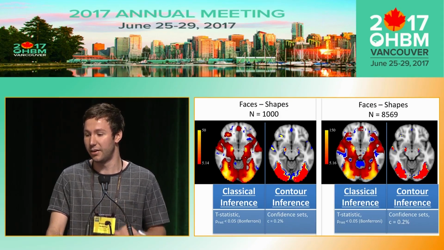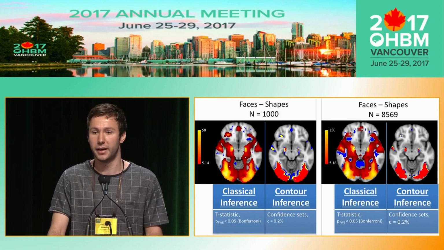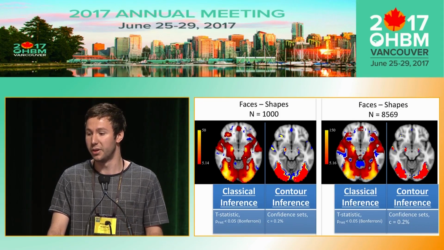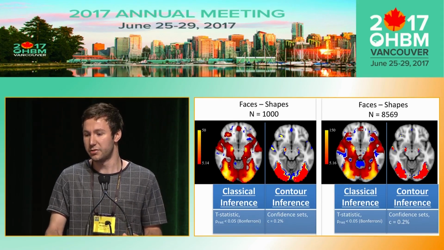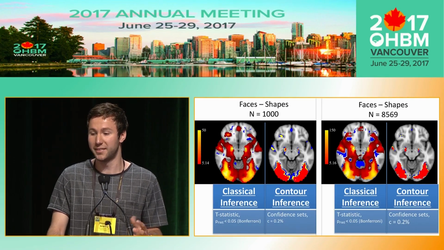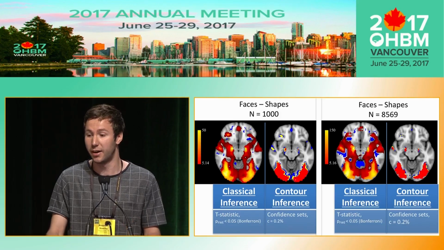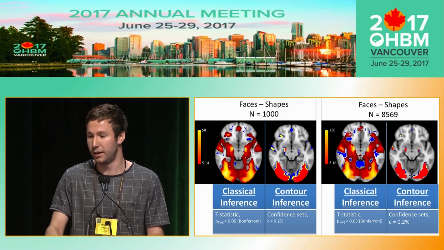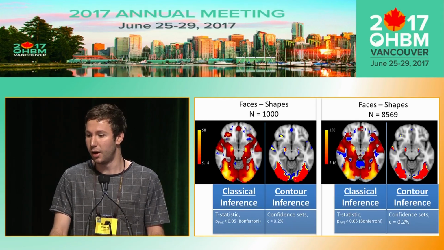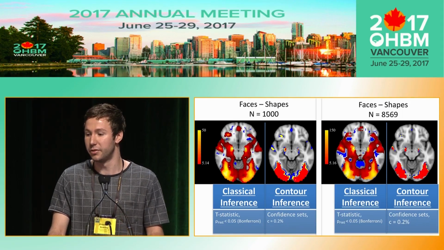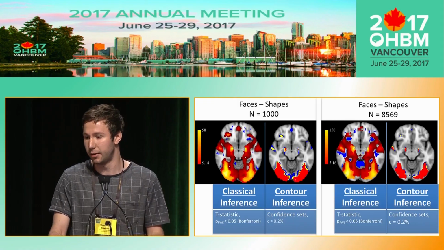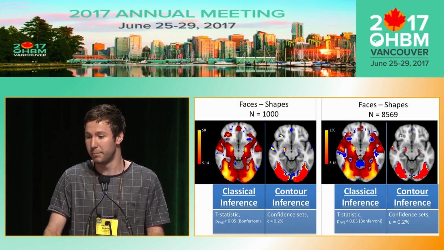So what we can say here is for almost all voxels in the brain, we can infer where either greater than a 0.2% BOLD effect has occurred or less than 0.2%. And what's interesting is you'd think with 1,000 subjects, this would be enough statistical power to almost get everywhere in the brain. But what we see in the contour inference maps is when we went up to 8,569, we also found activation in the temporal lobe, which is seen on the left side of the brain.